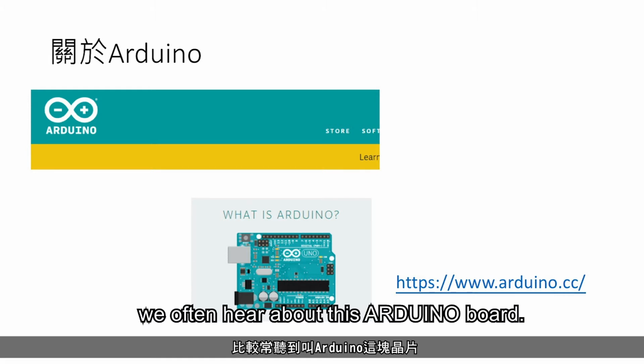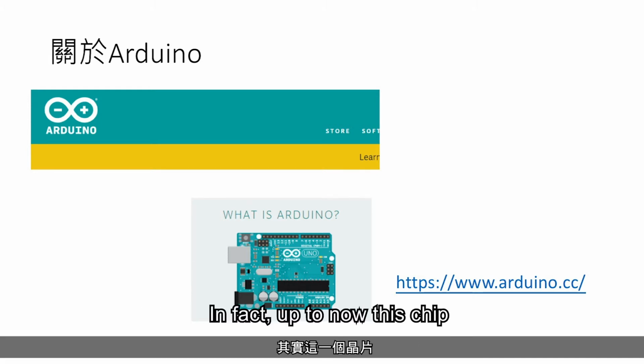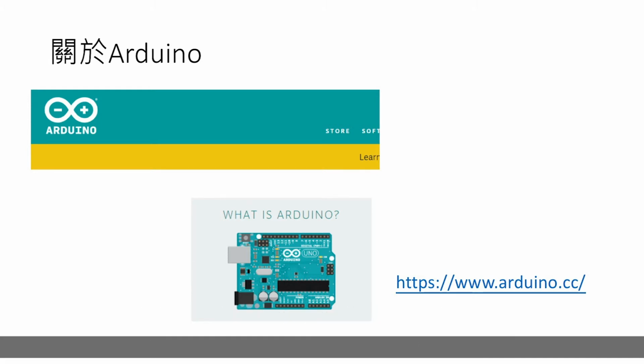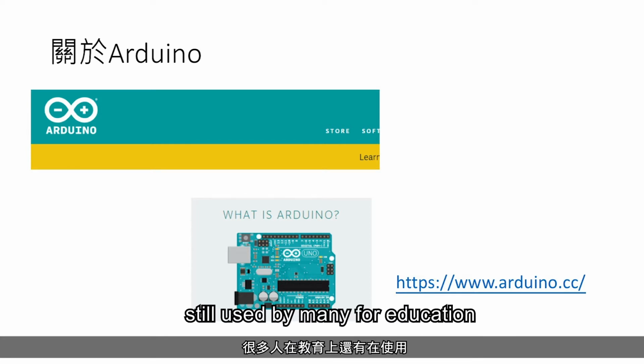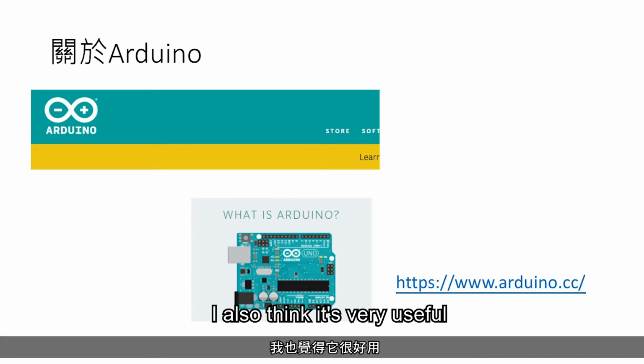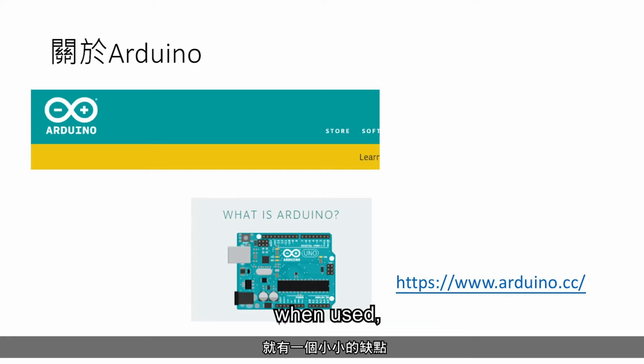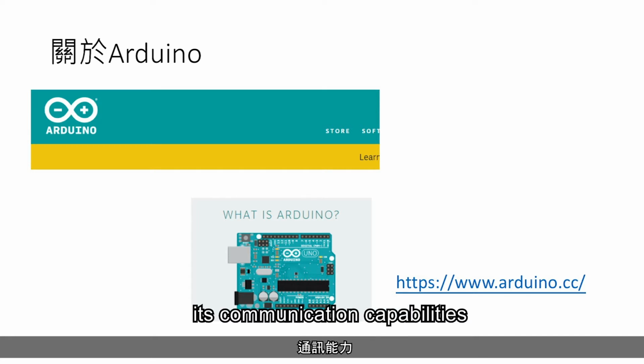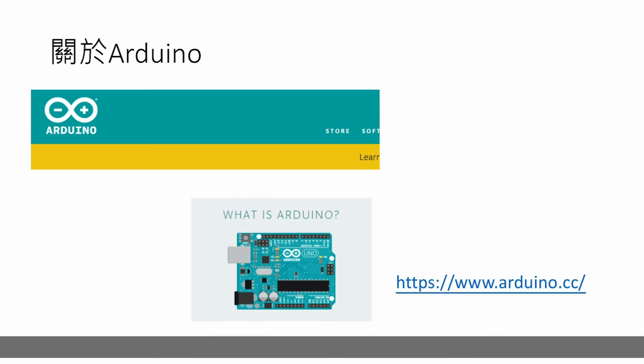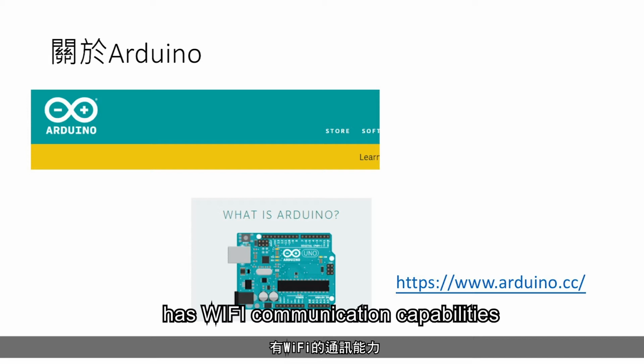We often hear about this Arduino board. In fact, up to now, this chip is still used by many for education. I also think it's very useful, but it has a small defect when used. Its communication capabilities are slightly poor. So the biggest difference, the Node MCU has Wi-Fi communication capabilities.